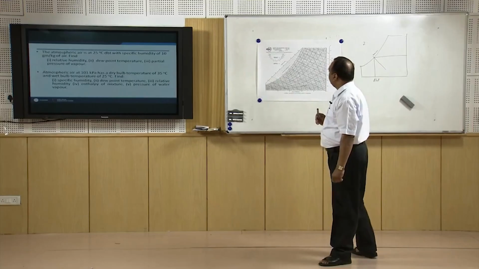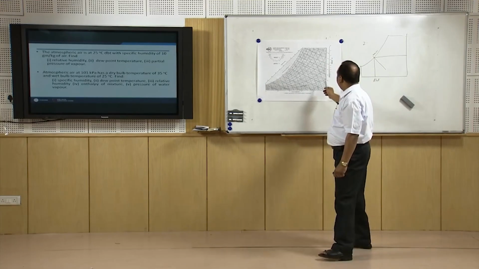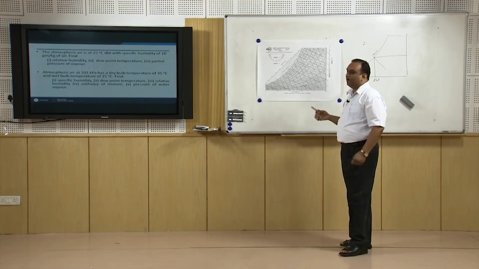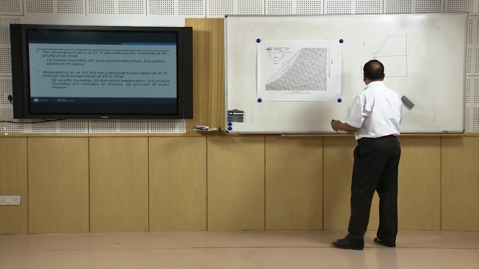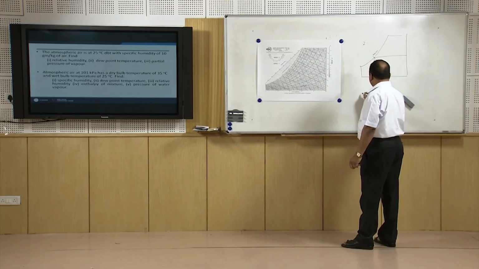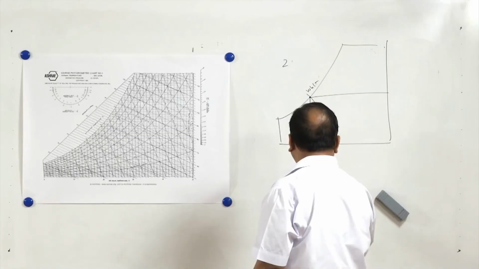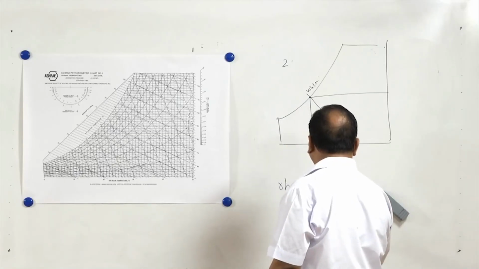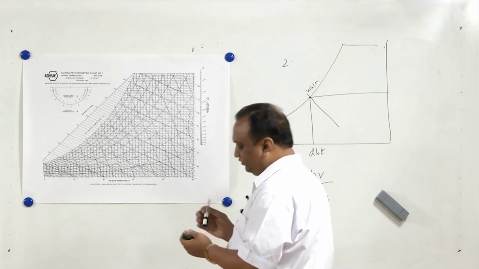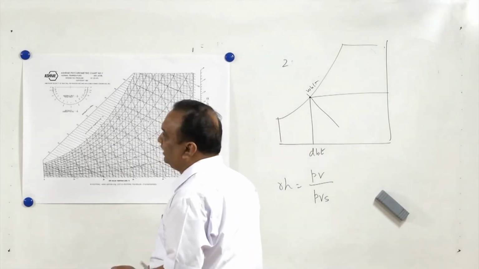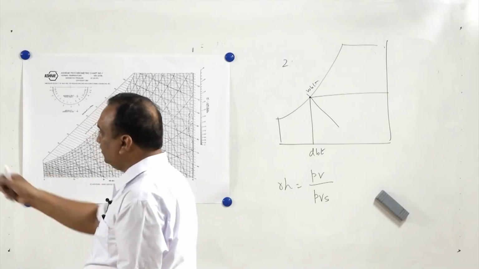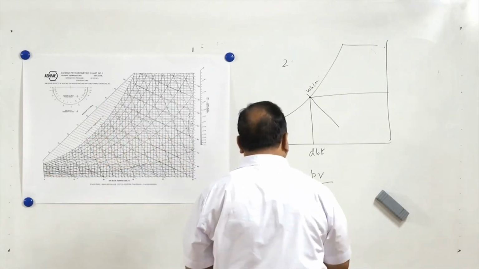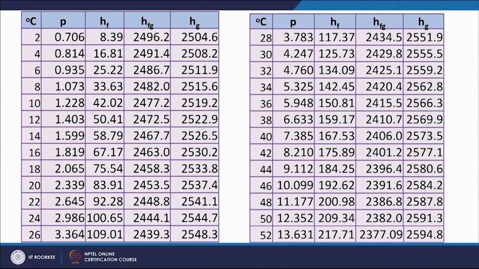Partial pressure of vapor. Again, you will have to use that equation: relative humidity is equal to partial pressure of vapor divided by partial pressure of vapor at saturation state. So at 25 degree centigrade, we will take the partial pressure of the vapor at saturation from this chart and we will put that value here. Relative humidity is already with us, so we can find the partial pressure of vapor.